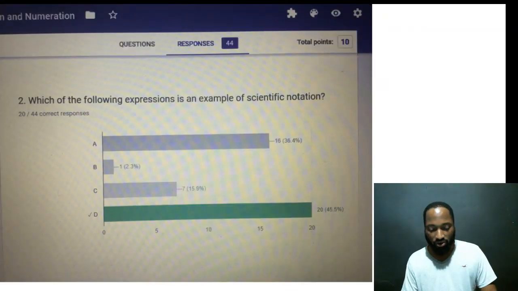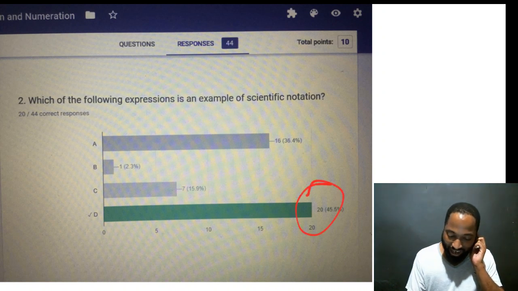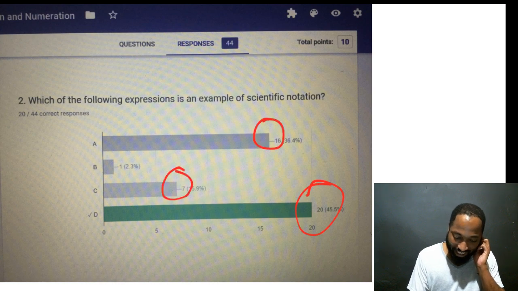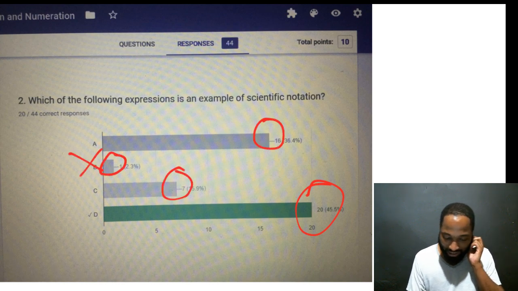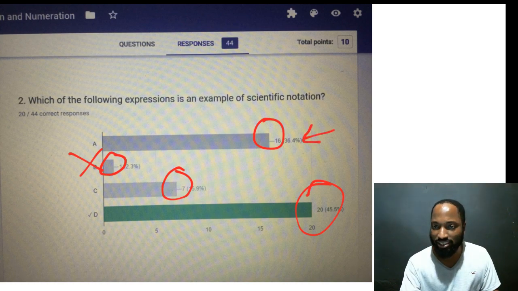Let's go through some of the 4 hardest questions, the 4 questions which people had problems with. This is one of them. Which of the following expressions is an example of scientific notation? If you realize here, a lot of the answers were close. Everybody knew it wasn't this one, but a lot of people put A as the correct answer. So let's take a look at this question. Let me see if I can snap this question.